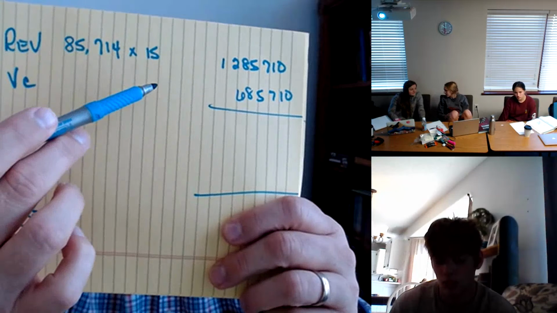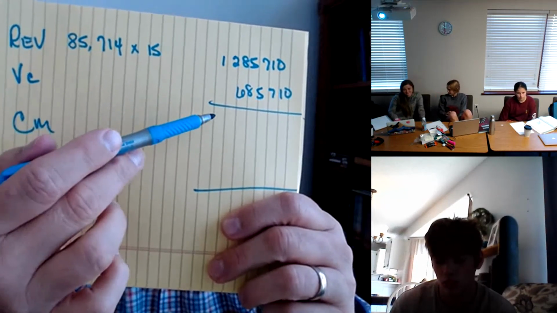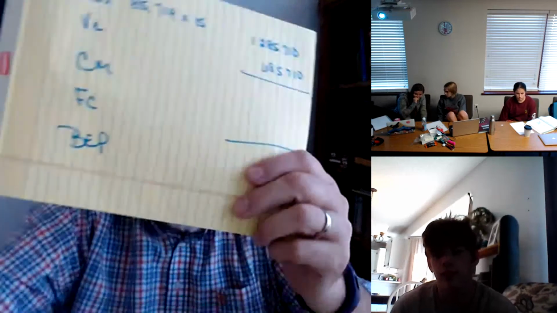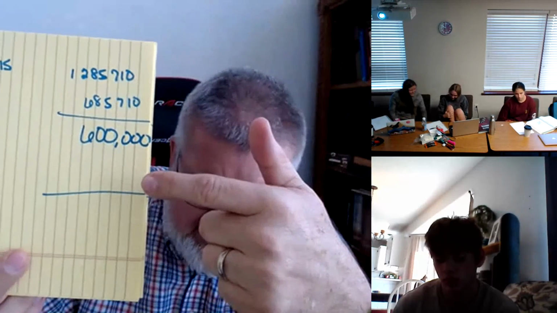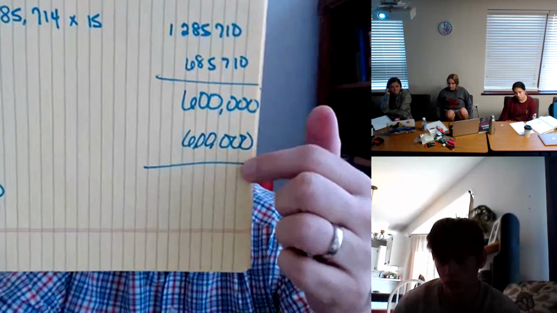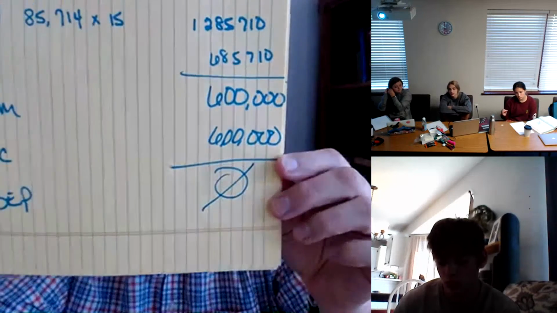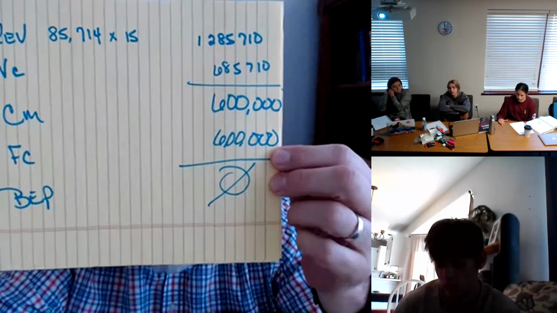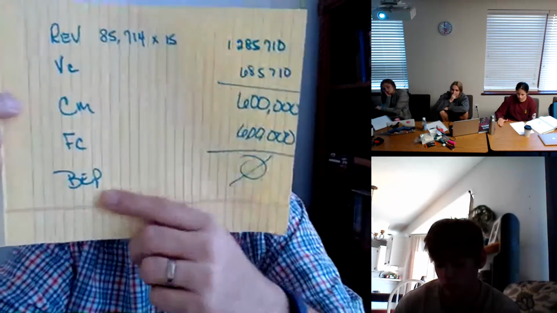85,714 times the $8. I didn't write that out, but times the $8, plus fixed costs, is 685,710. So if we subtract those two, if you do that math, you're going to get 600,000. Our fixed cost we said was 600,000. So if we take our contribution margin minus our fixed cost, at this point our break-even, you see how you can prove that the 85,714 works.